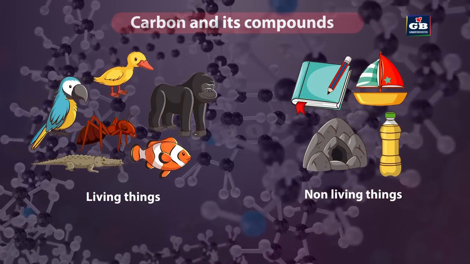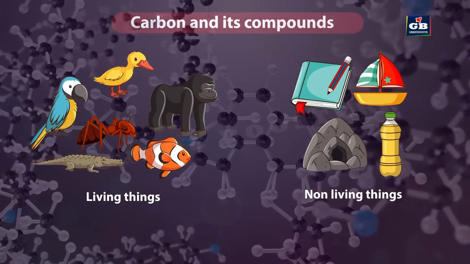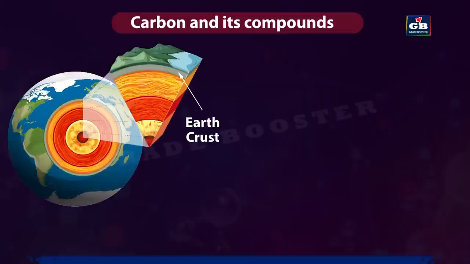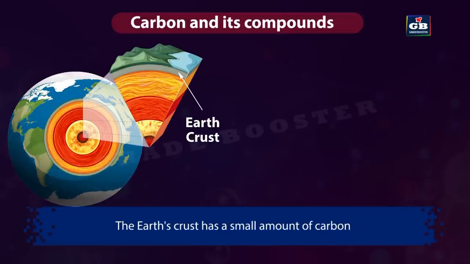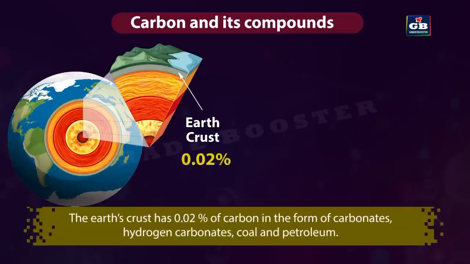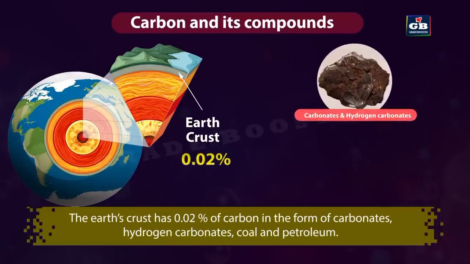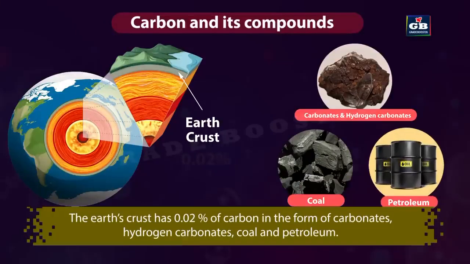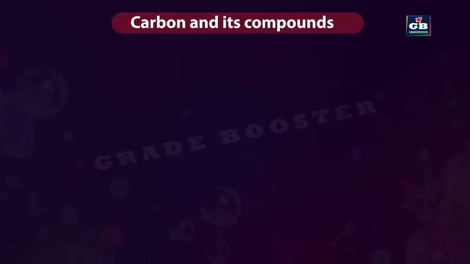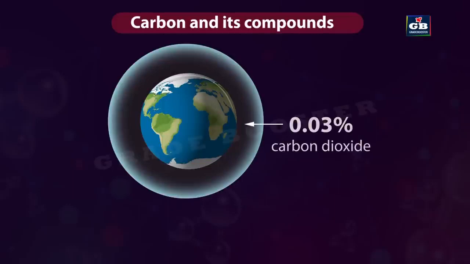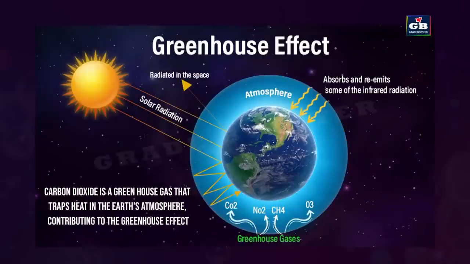Carbon is found in both living things and non-living things around us. The Earth's crust has a small amount of carbon, about 0.02%. It exists as carbonates, hydrogen carbonates, coal, and petroleum, which are important for energy and industries. The atmosphere has 0.03% of carbon dioxide, which helps to regulate the Earth's temperature through the greenhouse effect.